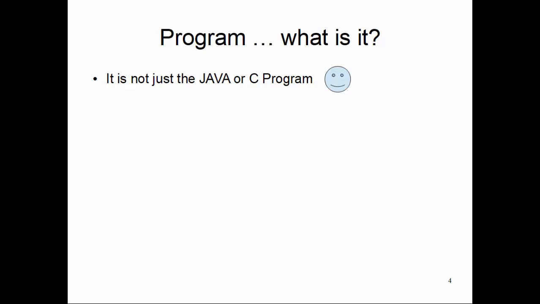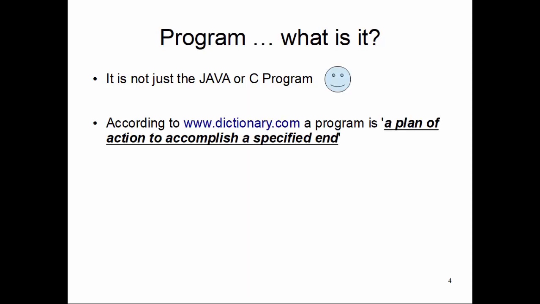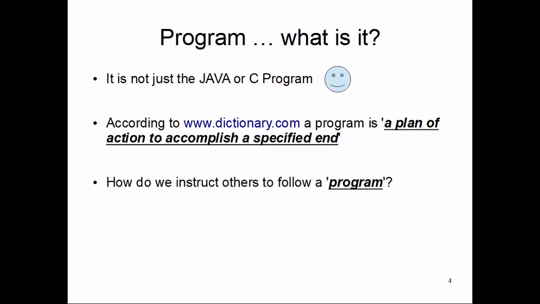So in general, according to dictionary.com, a program is a plan of action to accomplish a specified task or specified end. Okay, so that's a definition of a program. So a program is not just a Java or C program, as you say. That's also a program, but it is not just that one. So how do we instruct others to follow a program?